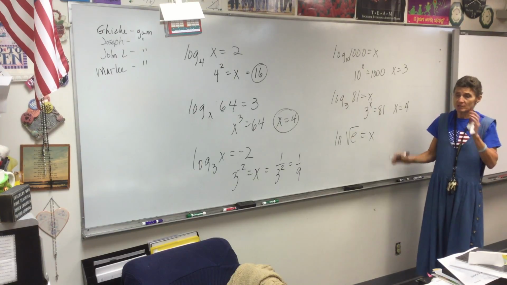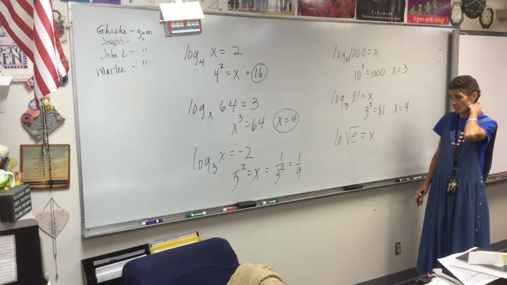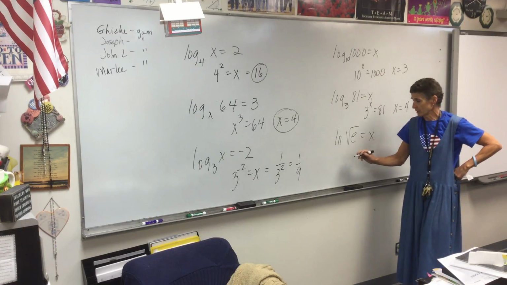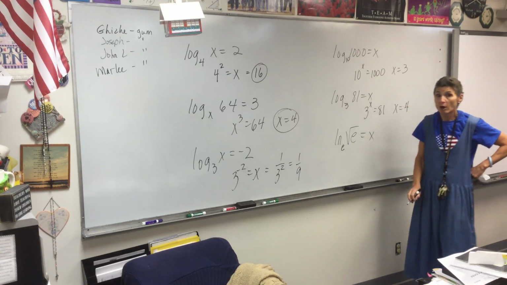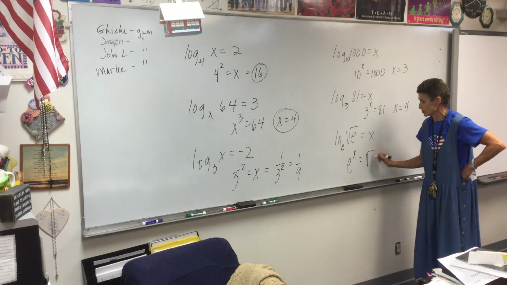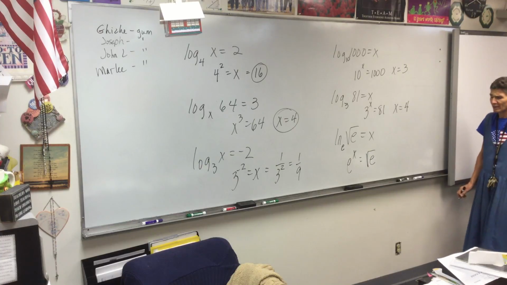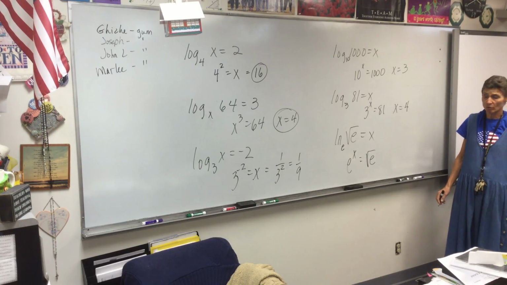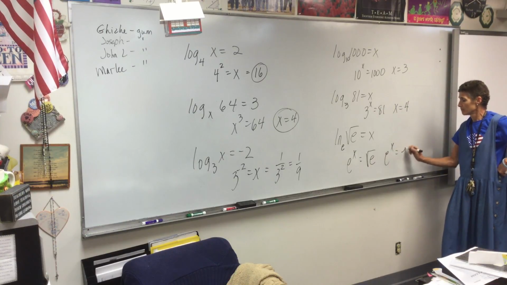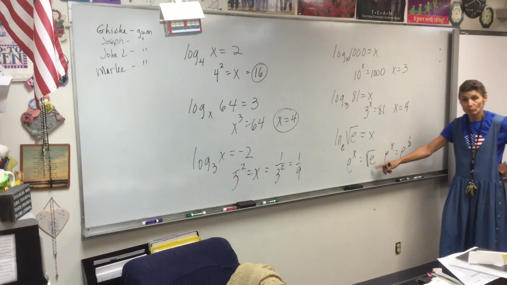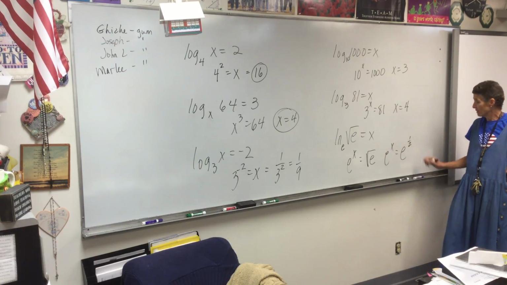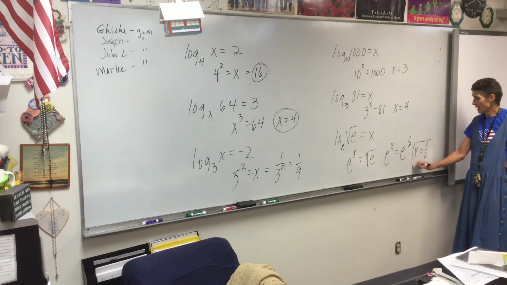Now this one's got a couple of issues. One of the issues is that we don't even see a base here. So let's rewrite that with a base, log base e, and then we can say e to the x equals the square root of e. I don't really care for radicals in logarithm land, so I'm going to replace that radical with e to the 1/2. The square root is the 1/2 power. So if e to the x equals e to the 1/2, then x must equal 1/2.